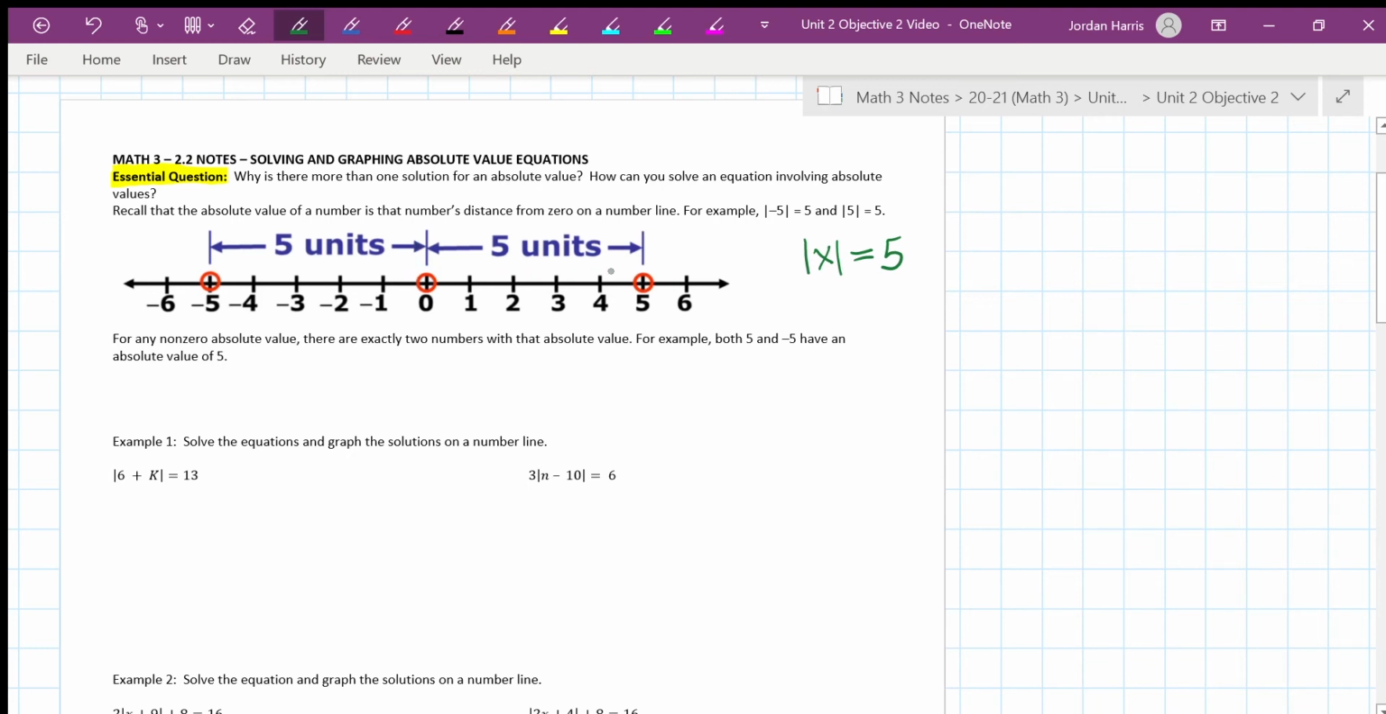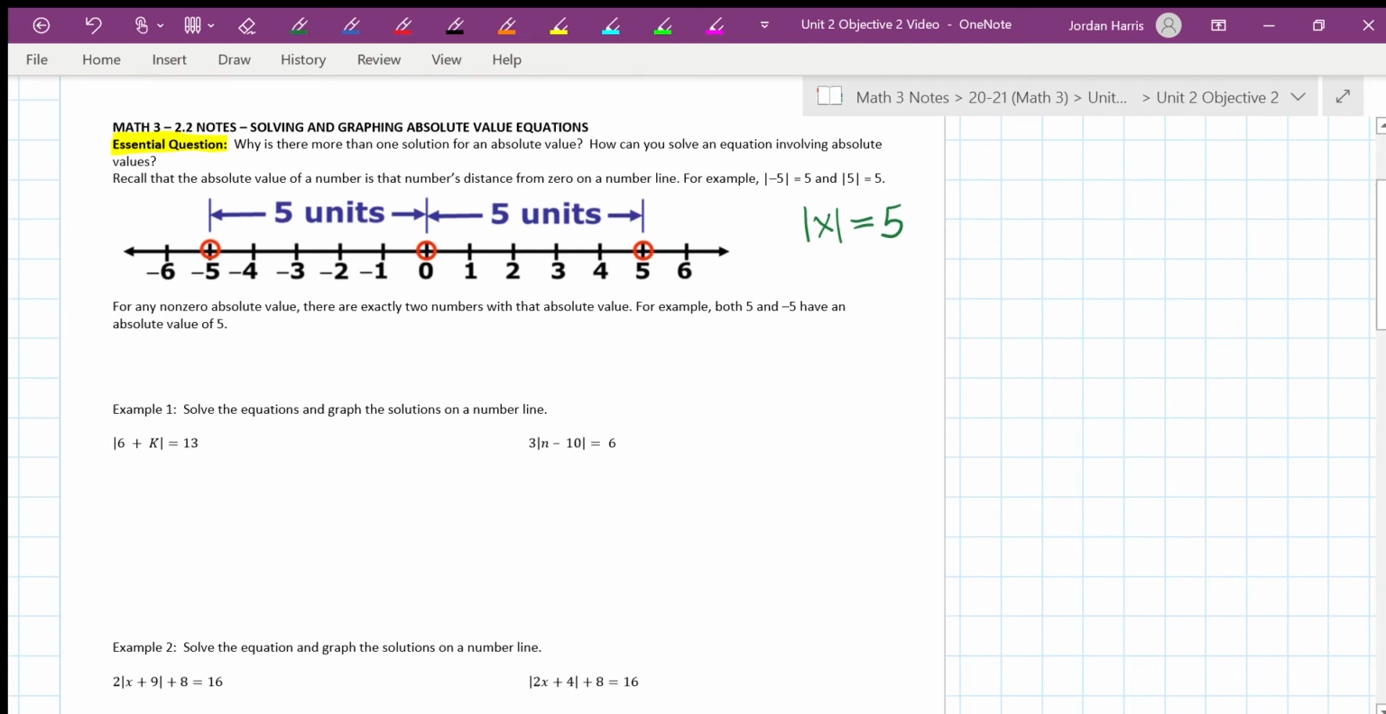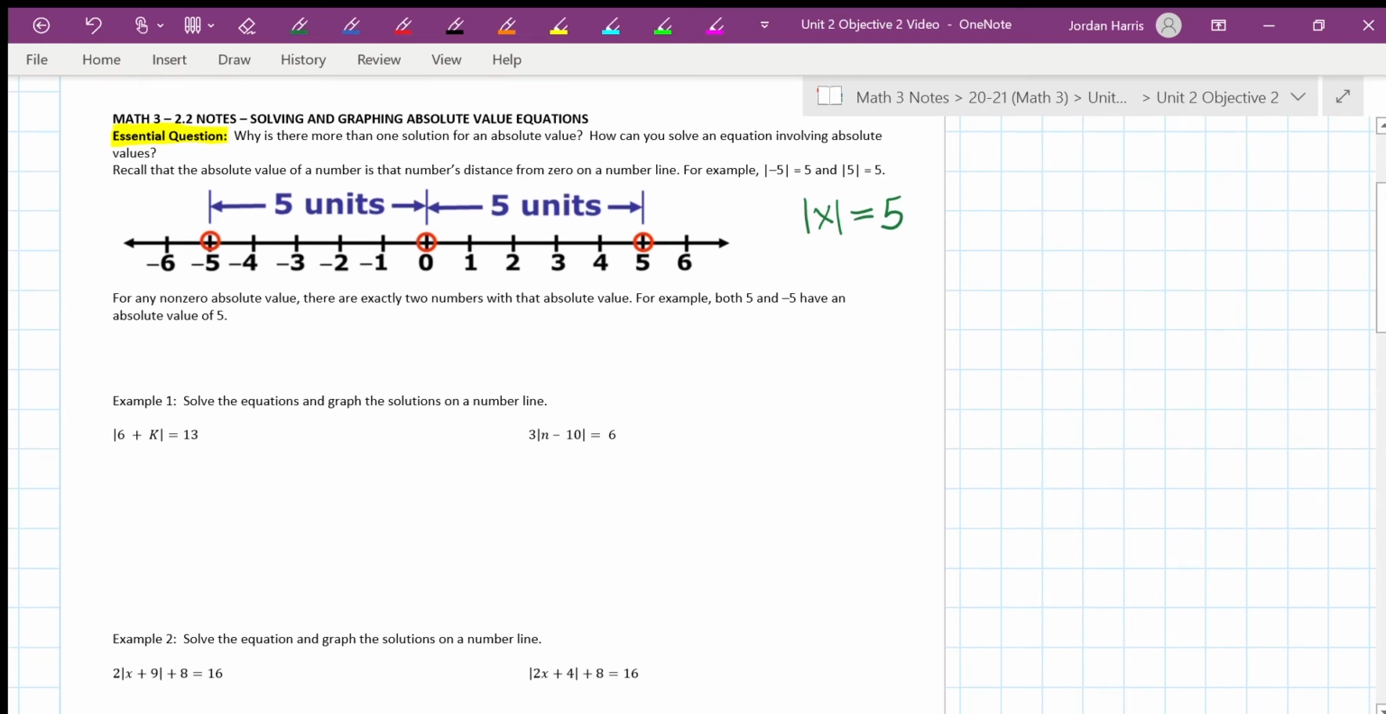If I move 5 to the right, so if I'm at positive 5, that's an acceptable answer. And if I'm at negative 5, 5 to the left, that's also an accepted answer, because both of those, first of all, if you took the absolute value of them, it'd make positive, but they're both 5 units from 0. So for any non-zero absolute value, there are exactly 2 numbers with that absolute value. For example, both 5 and negative 5 have an absolute value of 5.